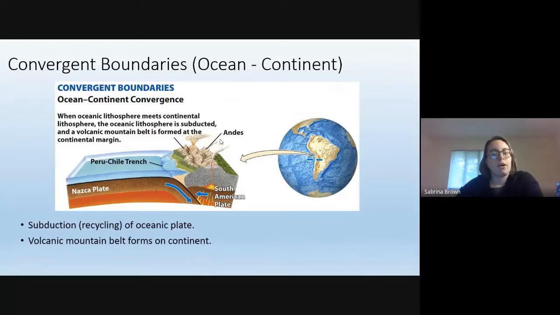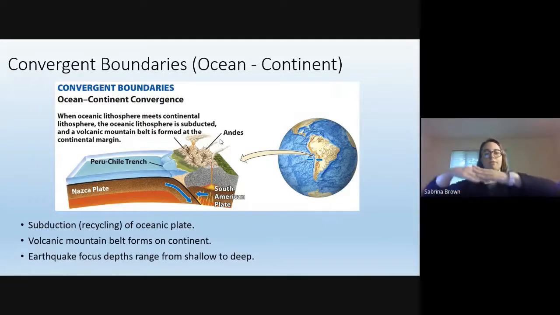And so when we have ocean-continent convergence, we get a mountain belt that is volcanic, forming on the continent, right? So forming on the non-subducting plate still. And then again, because we have subduction of that plate, we can have earthquake focus from really shallow to really deep.